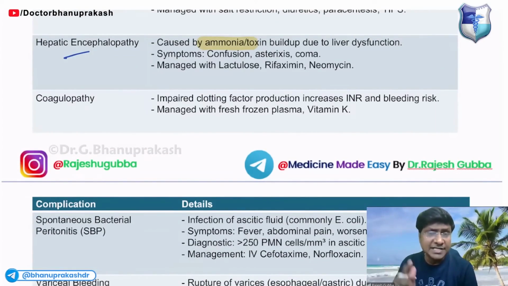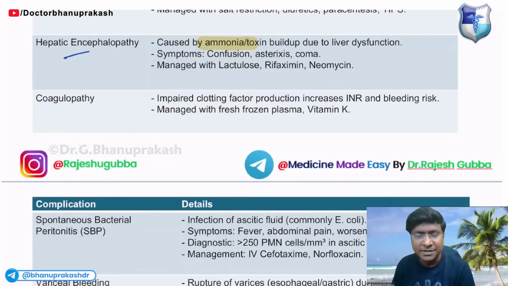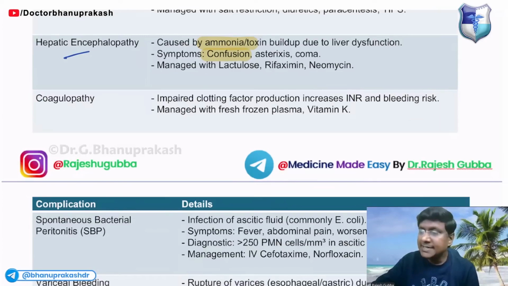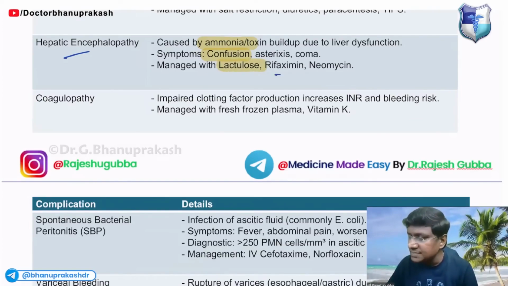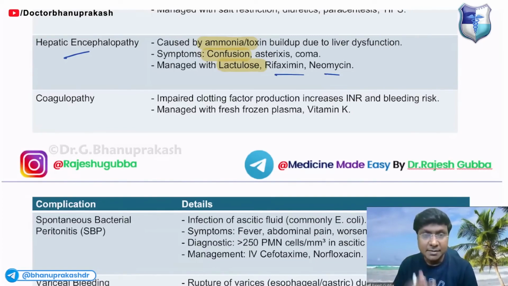And what will be the earliest manifestation in hepatic encephalopathy? There will be reversal of the sleep rhythm. These individuals will be in a state of confusion. There can be asterixis and the individual can go into a state of coma as well. How will you manage this? As I have said, you need to give lactulose. What is the purpose of giving rifaximin and neomycin? Rifaximin is given mainly to kill the gut bacteria because I don't want excess ammonia to be produced. So excessive synthesis of ammonia will not be there, right?